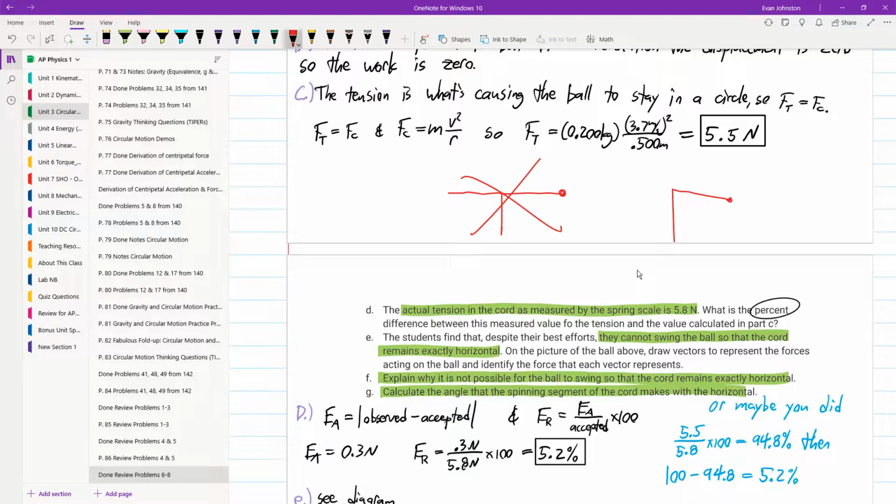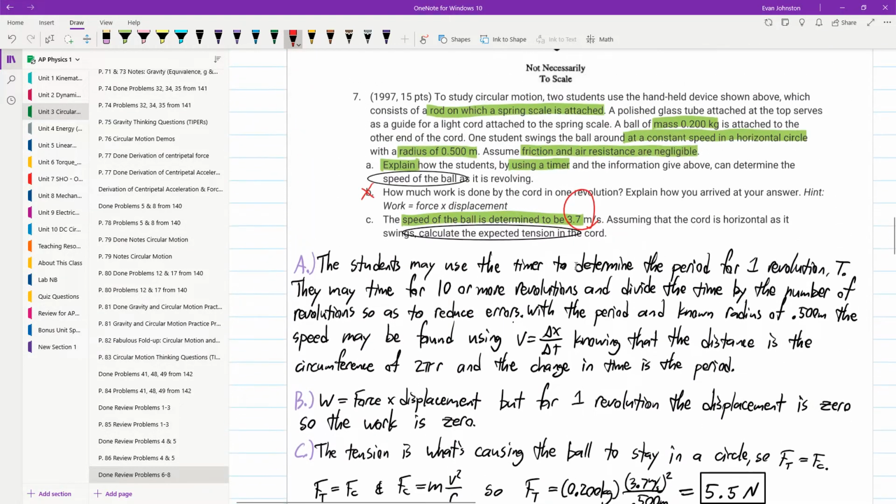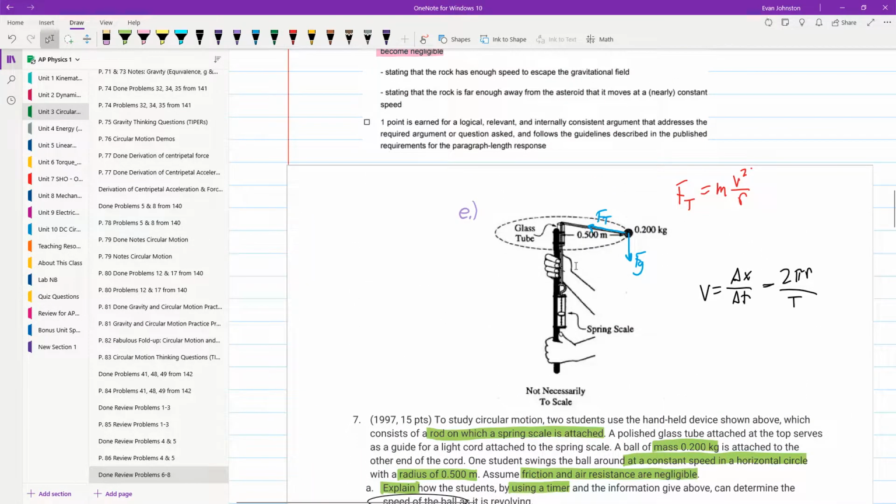So we wish that it could be perfectly flat out across, but there's this little bit of an angle theta right here. And so it says here, on the picture of the ball above, draw vectors to represent the forces acting on the ball and identify the force that each vector represents. Well, it's pretty easy when it comes down to it. The only real forces we have here are tension and gravity on the ball.